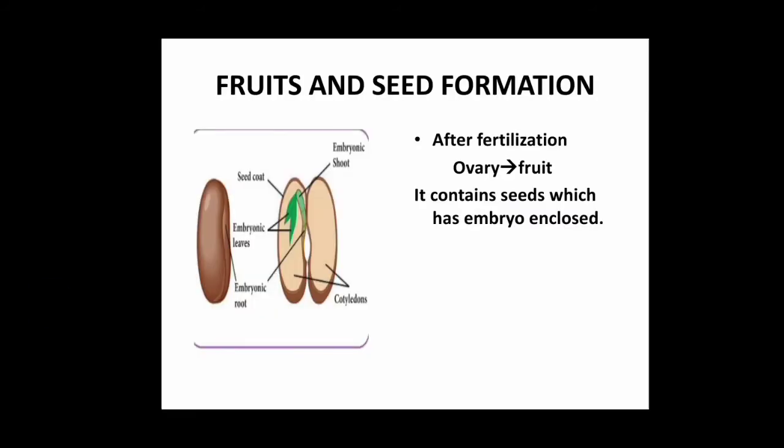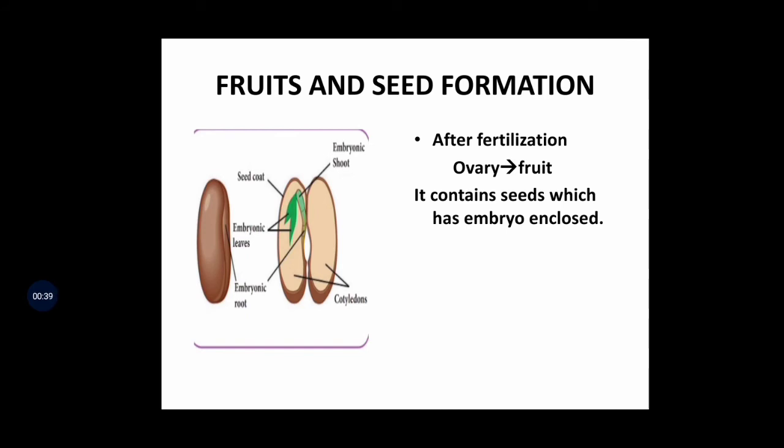Okay. In the fertilization process, the zygote has developed because of the fusion of male and female gametes. We all know that. So what is the result? Fertilization gives you an embryo, right? This embryo will further develop into fruits and the seeds are formed. So this fruit and seed formation happens after fertilization.